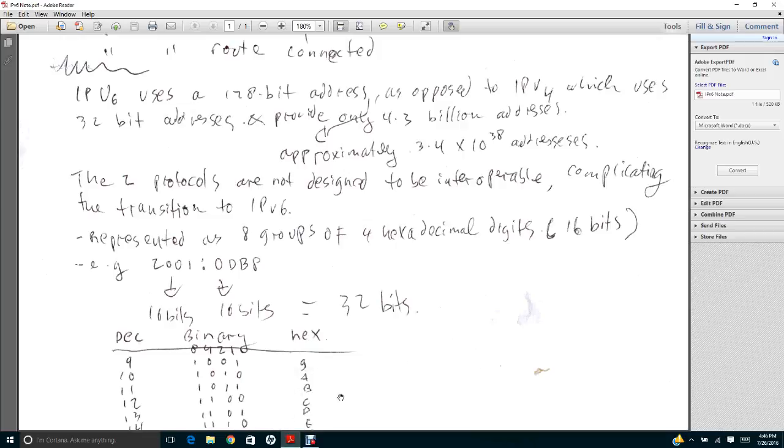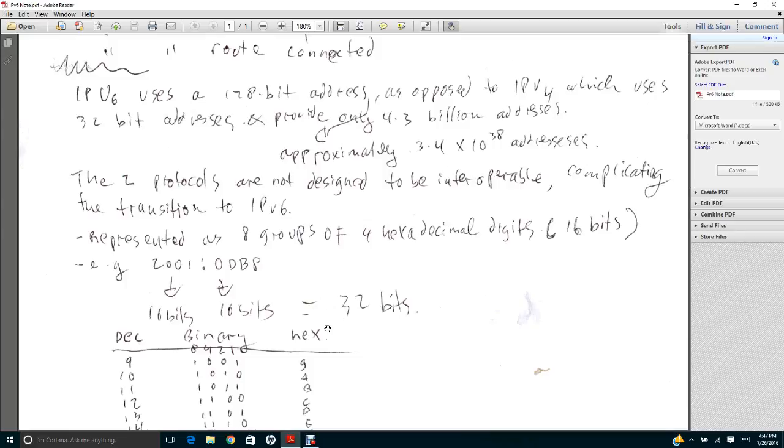In these notes, I got cut off. But when I attach these notes in the Blackboard, you will find the full paper. Alright, so for example, 2001 is called 16 bits, or 4 hexadecimal digits, colon 0DB8, which is also 16 bits, or 4 hexadecimal digits, so together equal to 32 bits.